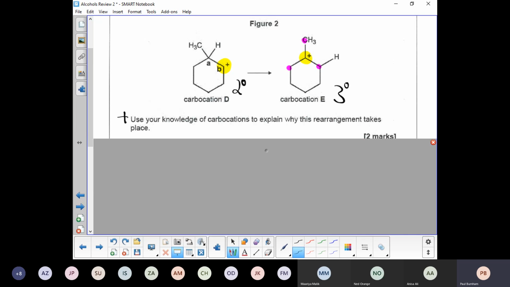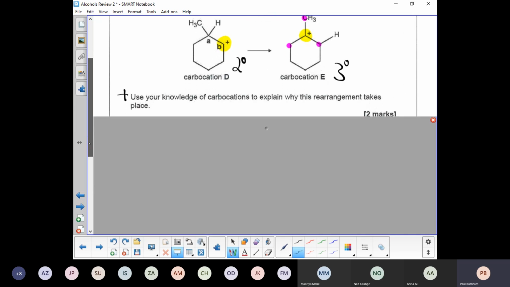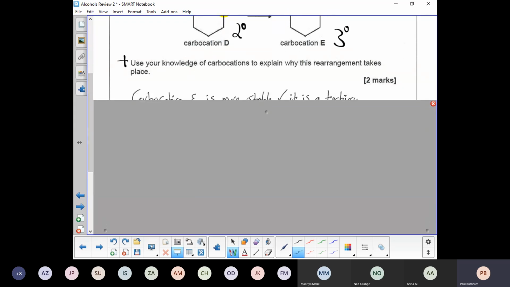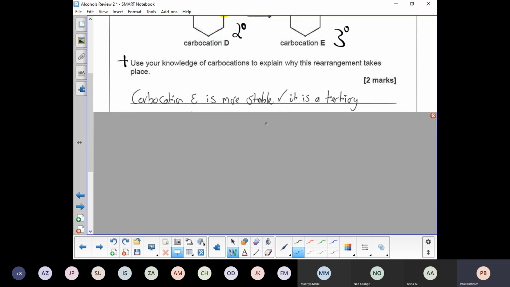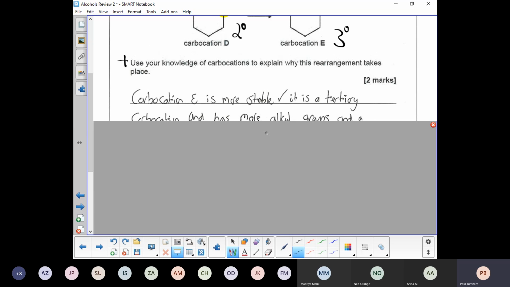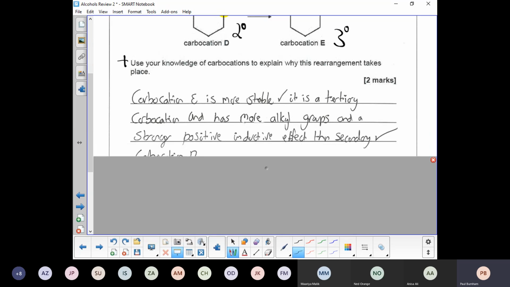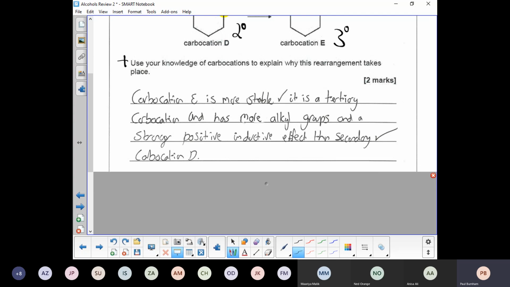And at this moment, I should be able to recall from my alkenes pack that tertiary carbocations are more stable. So I'm going to use that argument to focus in for my question here. So carbocation E is more stable. And so I'm saying here it's a tertiary carbocation, so it's going to have more alkyl groups and therefore a stronger positive inductive effect than that secondary carbocation.